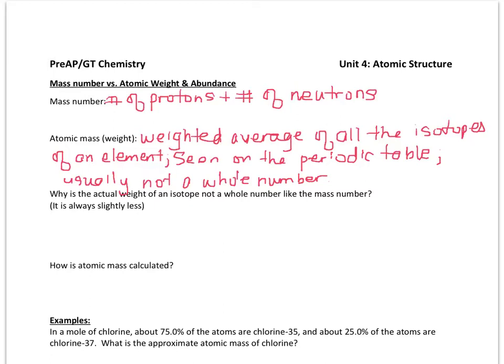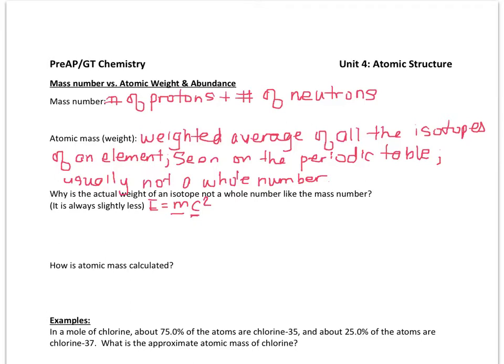So why is the actual weight of an isotope not a whole number, like the mass number? It has to do with when we talk about E is equal to mc squared. Some of you may have seen this equation before. Einstein's theory of relativity. You may have heard about it. As the object approaches the speed of light, its mass decreases.